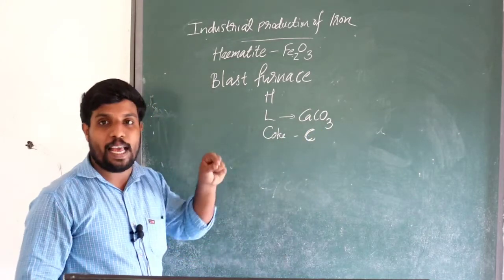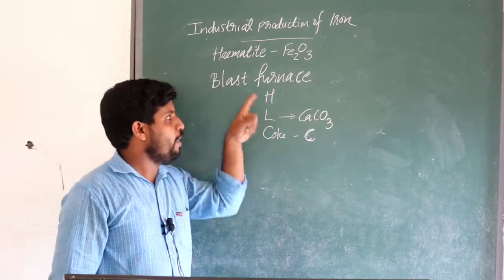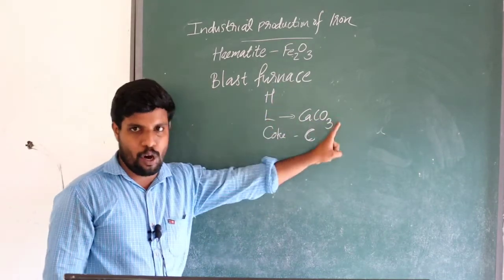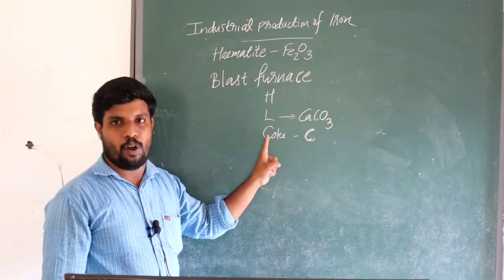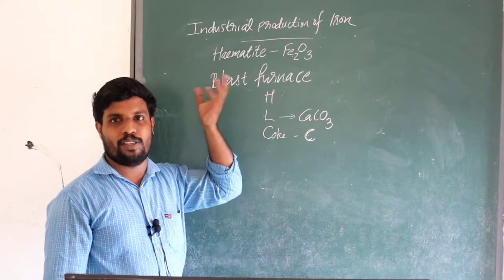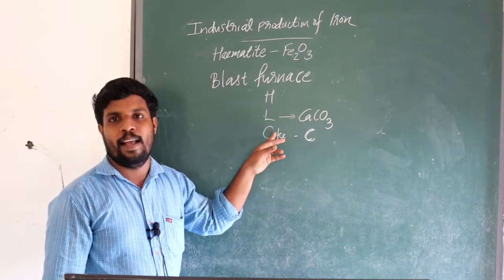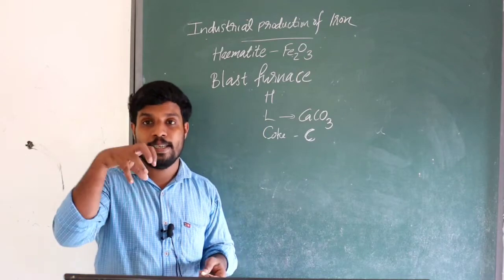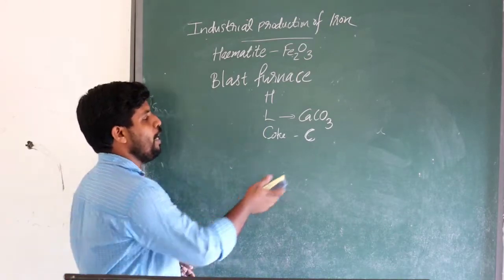So which substances are added into the blast furnace from the top? They are hematite, limestone and coke, the carbon. Simply remember HLC: H for hematite, L for limestone and C for coke. These are added into the blast furnace.